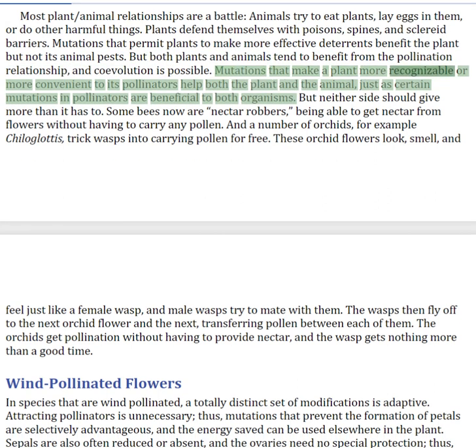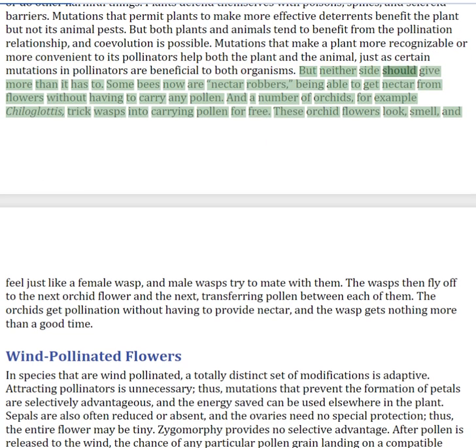Mutations that make a plant more recognizable or more convenient to its pollinators help both the plant and the animal, just as certain mutations in pollinators are beneficial to both organisms. But neither side should give more than it has to. Some bees now are nectar robbers, being able to get nectar from flowers without having to carry any pollen. And a number of orchids, for example Chiloglottis, trick wasps into carrying pollen for free.